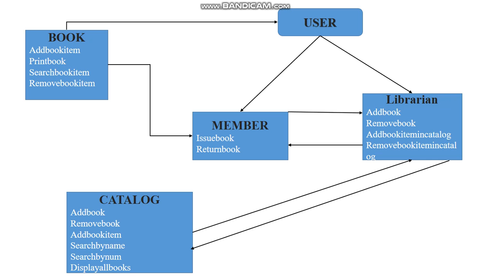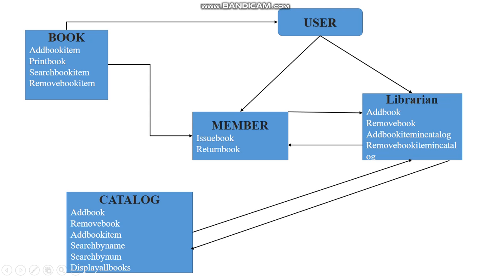Here we have taken three primary components, that is three primary classes: the book class, the user class, and the catalog class. The user class can be further classified into the member and the librarian, and these arrows denote the different actions that take place between these classes. As you can see, there are two arrows between member and librarian.